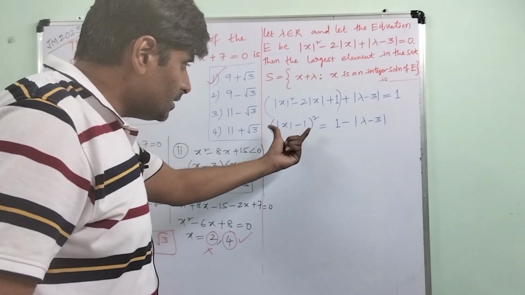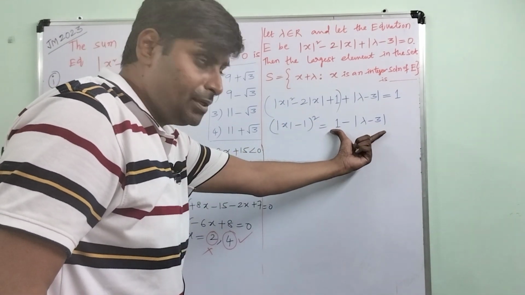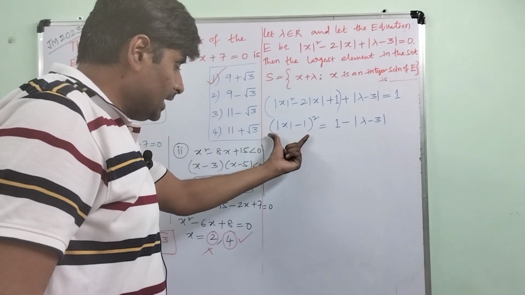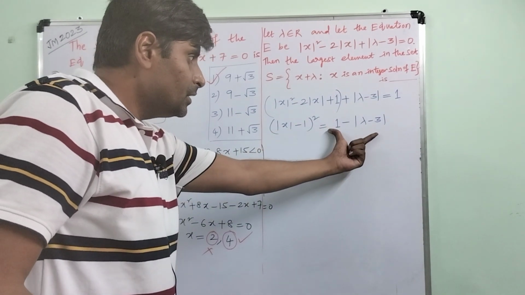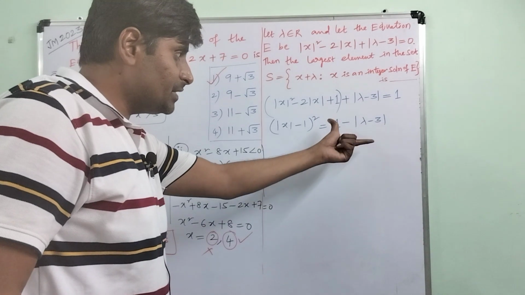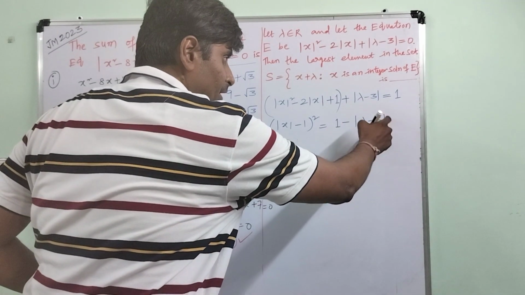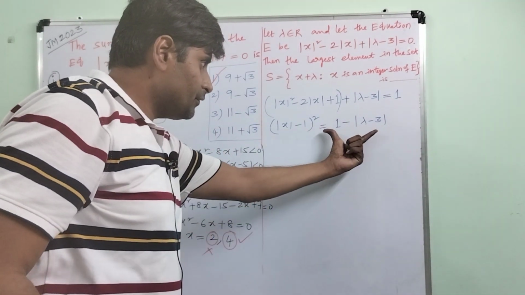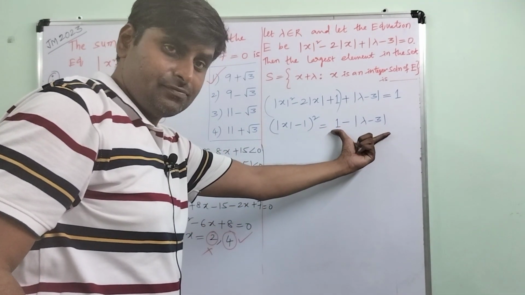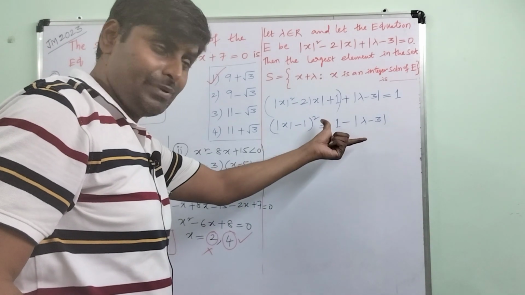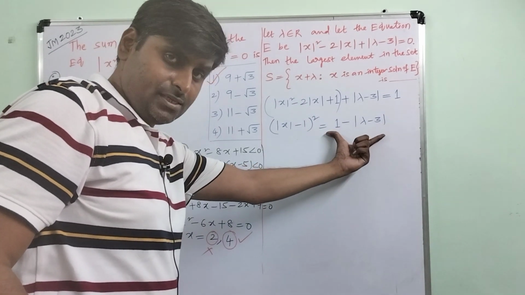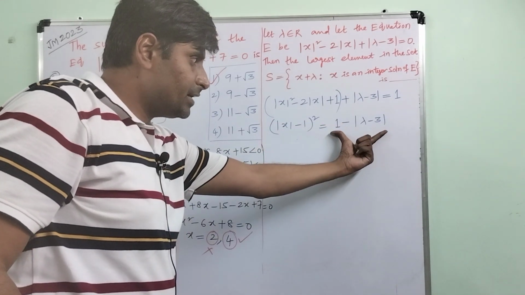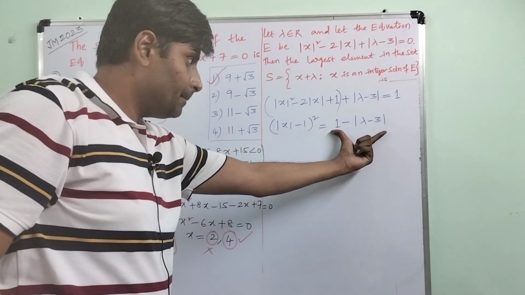That means something squared equals some value, and that value must be a perfect square, right? So the LHS squared equals some value means the RHS must be something squared. That means it can be 1 or it can be 0. If the RHS is 1, that is a perfect square, and if the RHS is 0, that is 1 minus 1. So this value can be either 0 or 1.